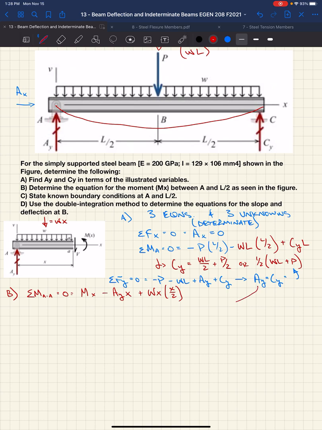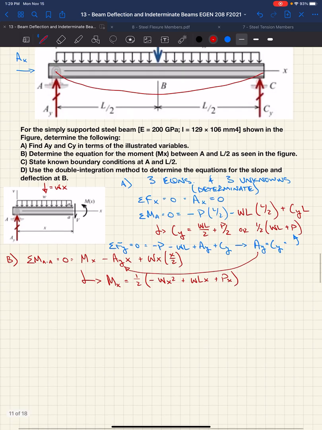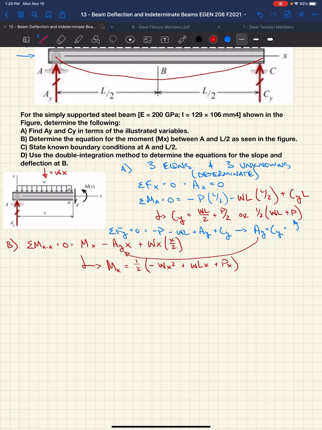Well, we know AY and CY now as they relate to our variables: the uniform load magnitude, the length of our member, and our applied point load. So if we rearrange this for Mx, we get 1/2 negative Wx squared plus WLx plus Px. Seem easy enough?